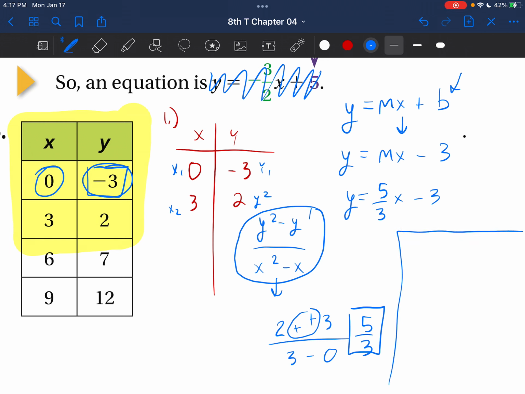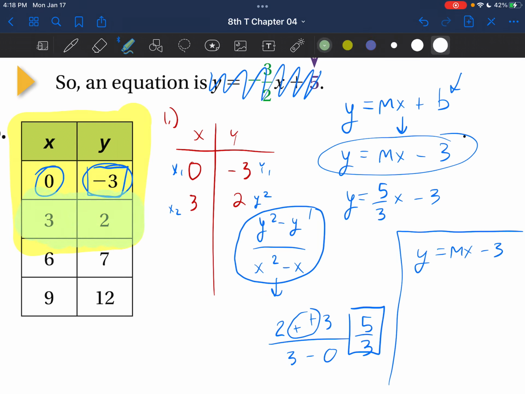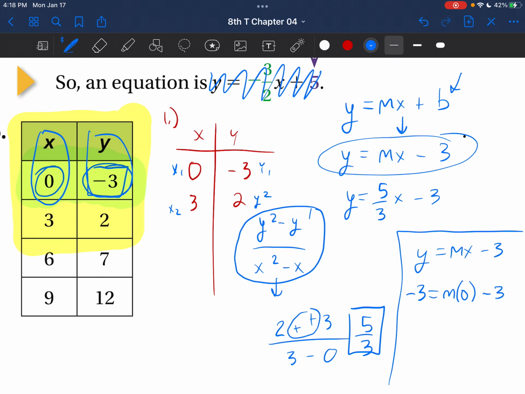The other way to solve it, I'm going to put it over here, is right, we had our equation with our y-intercept. Y is equal to mx minus 3. Now all you need to do is just choose any coordinate. Doesn't matter which one. I'm going to use this one right here, 3 and 2. Usually 0 and negative 3 would probably even work even faster. So let's just plug those in. I'm going to plug that in for x. I'm going to plug that in for y. So it's going to look like this. Negative 3 is equal to m times 0, right? That's your x, minus 3.